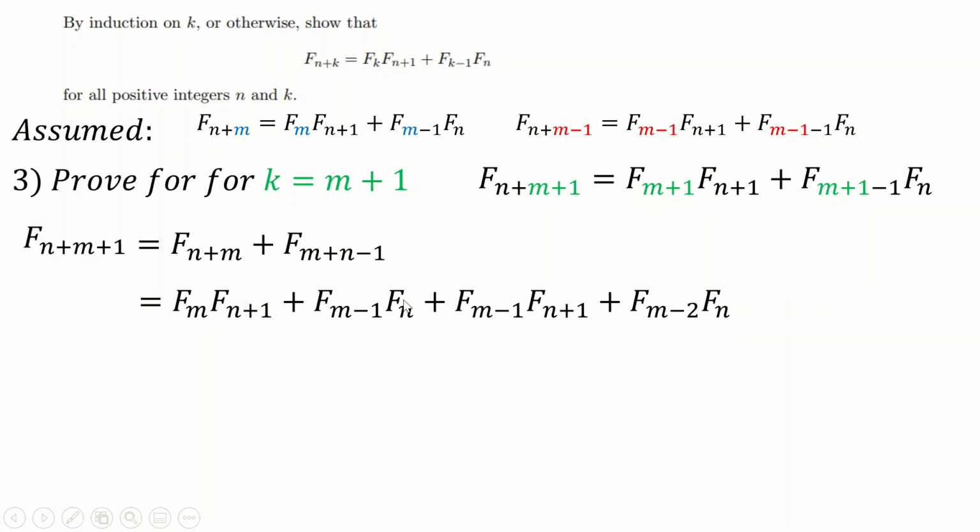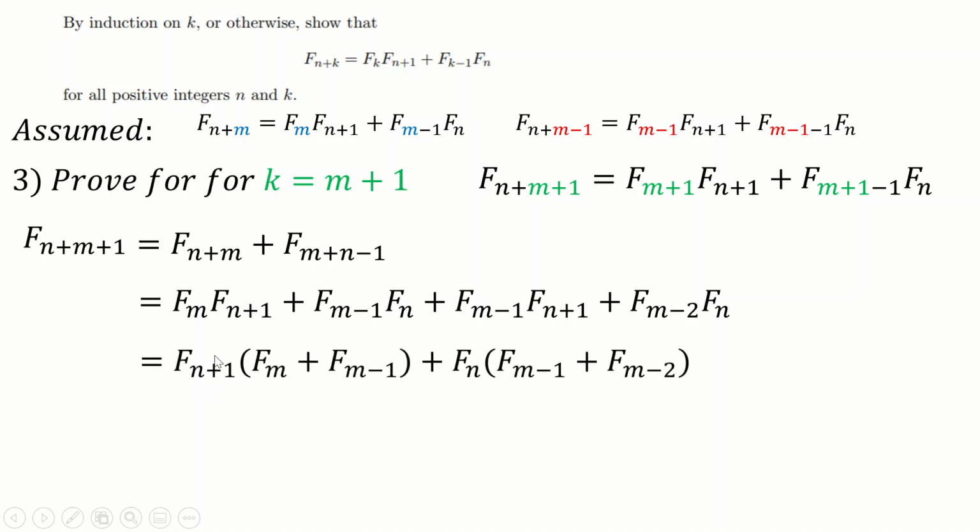So how am I going to do that? Well, first I'm going to factorize the good stuff. So I'm going to factorize the things I like, the f n plus 1s and the f m's. I'm going to group those out. So here I've got f n plus 1 into f of m plus f of m minus 1. Those are the things that multiply this guy, right? And now I've also got f of n into this guy and this guy here.